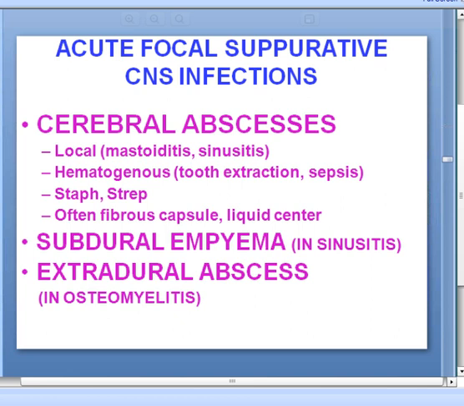If you had a subdural collection of pus, just like you'd have a subdural collection of blood, that's called a subdural empyema. Or you can have an extradural collection of pus. For example, if there was an osteomyelitis of the calvarium, you know, one of the skull bones becomes osteomyelitic, technically you could have that abscess extending extradurally or epidurally as well, couldn't you?